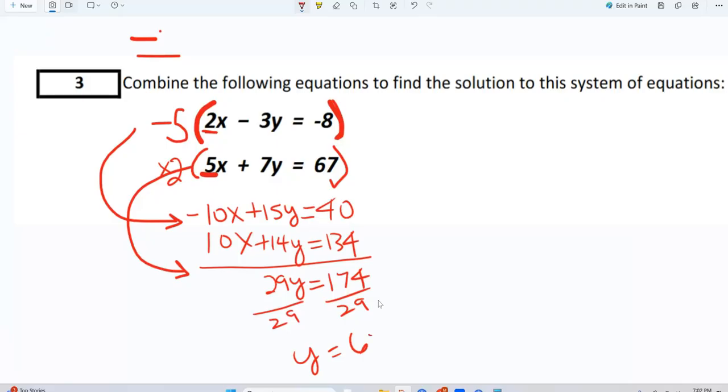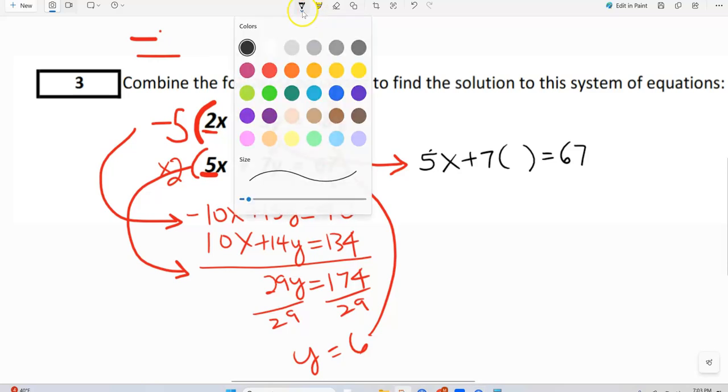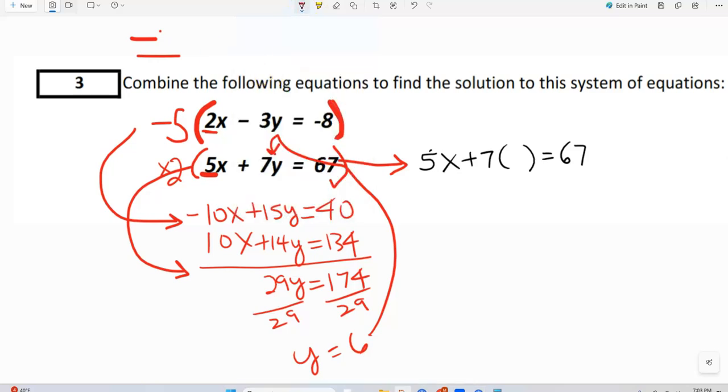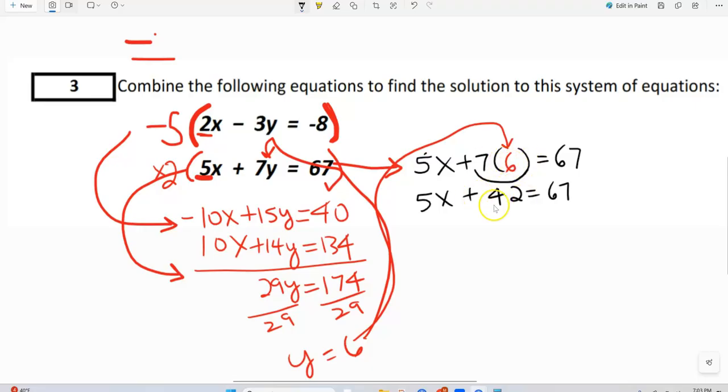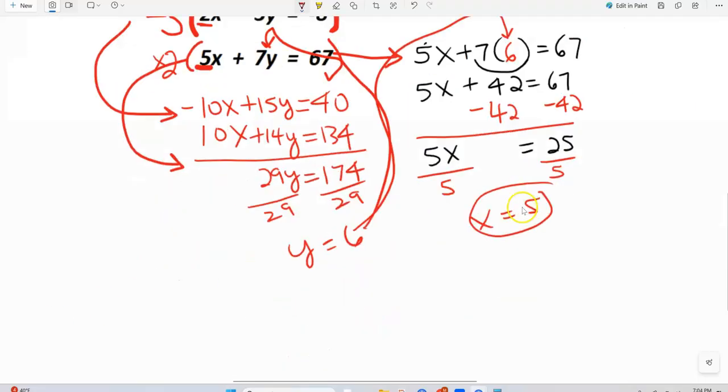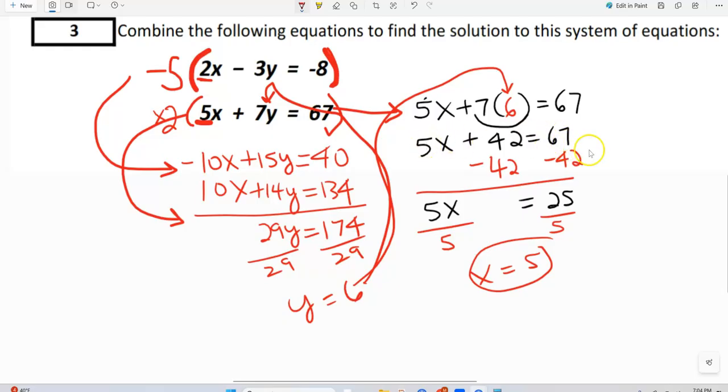Okay, good. And then remember, we're going to take that and put it right here. So I'm going to write this equation over here, and take this 6 and put it right here. Then I'm going to multiply this equation out and simplify. Multiply 7 times 6 to get 42. Then we subtract 42 from both sides and combine like terms. 5x is equal to 25, and then divide by 5 to cancel that out. And then x is equal to 5. So our final answer is (5, 6).